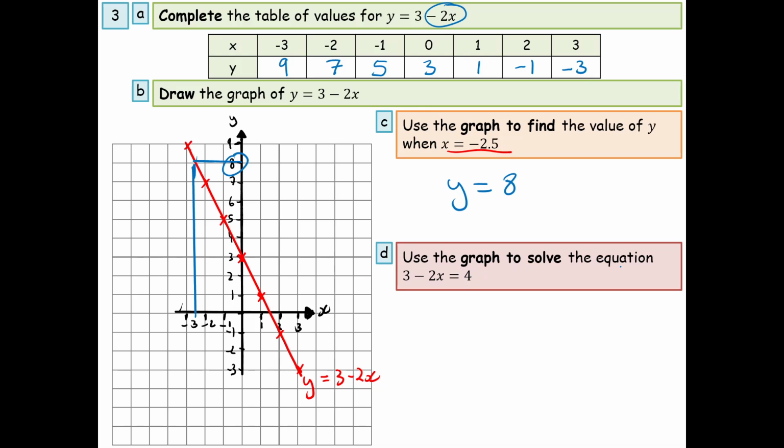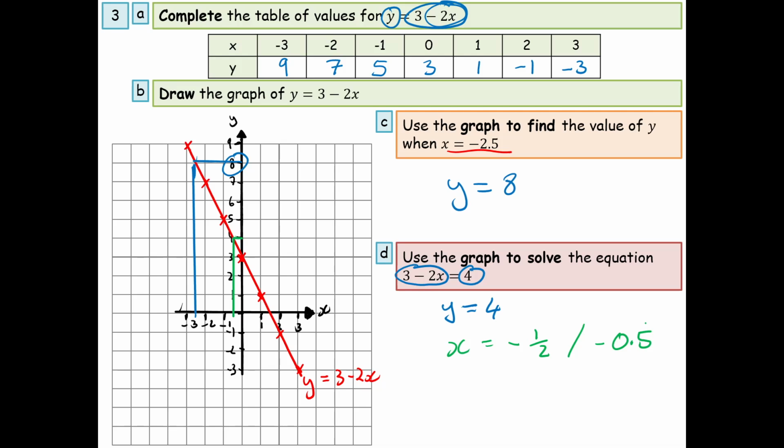Use the graph to solve the equation 3 minus 2x equal to 4. Well, this 3 minus 2x is the same as this 3 minus 2x. Therefore, this 4 must be y. So y is equal to 4. So let's go ahead and go across where y is 4 to the line. And then read down. And that reads x as minus a half, or you can say minus 0.5.